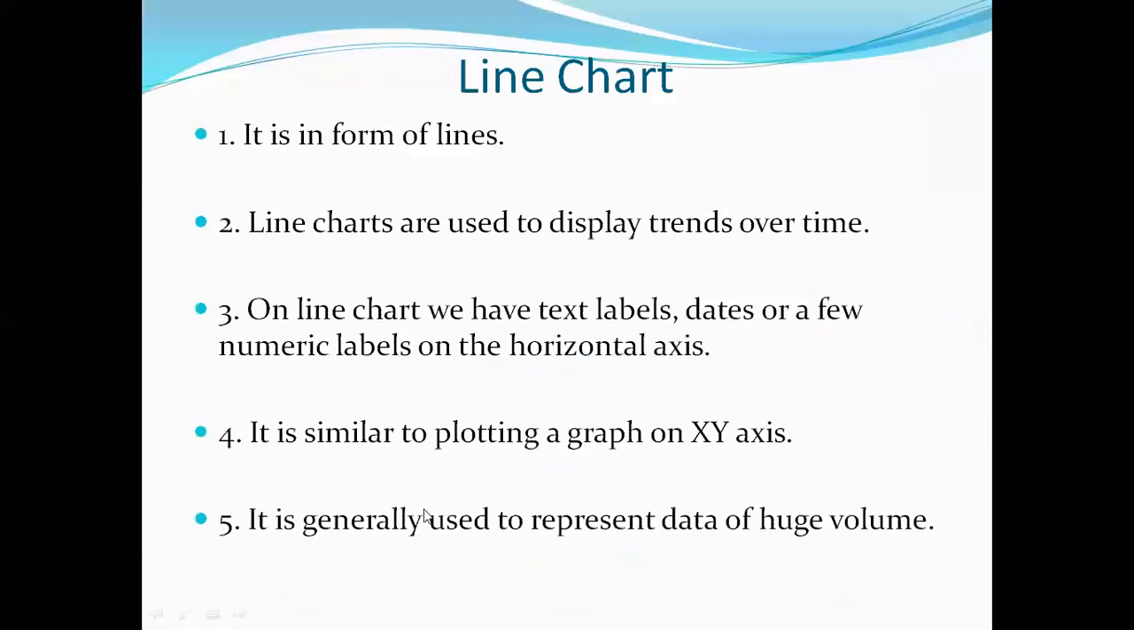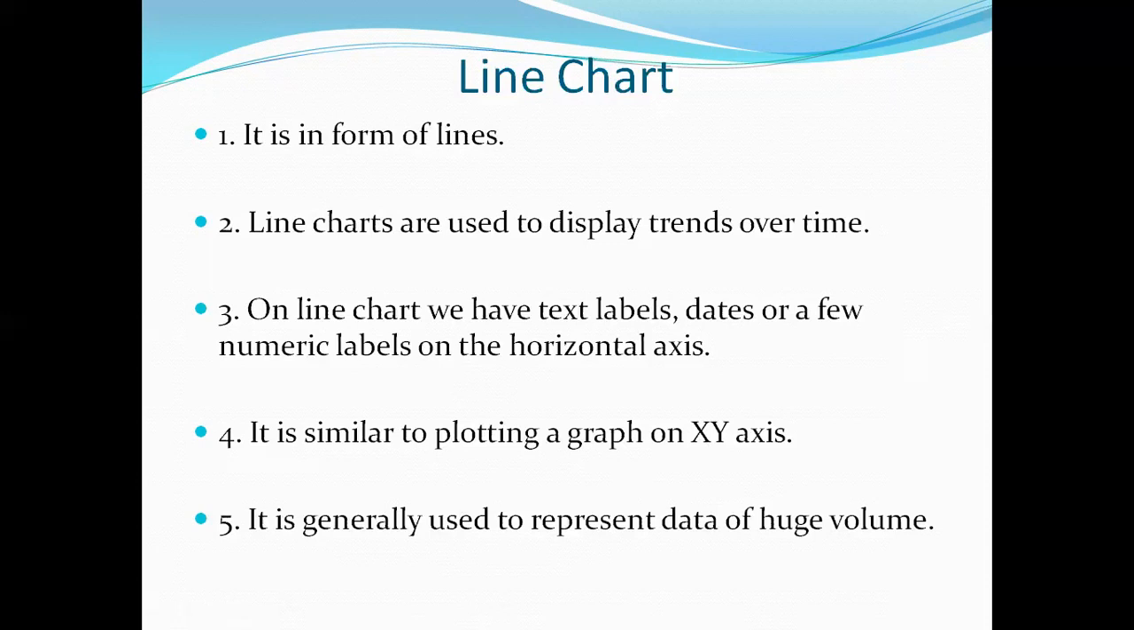That's why I can say that line charts are used to display trend over time, as we pass from January to February to March. What is the trend, how it has gone up or how the sales have decreased, that we can see from the line. On a line chart we have text labels, dates, or a few numeric labels on the horizontal line, as per the table given. It is similar to plotting a graph on XY axis. Normally in maths also you have plotted lines. It is similar to that.